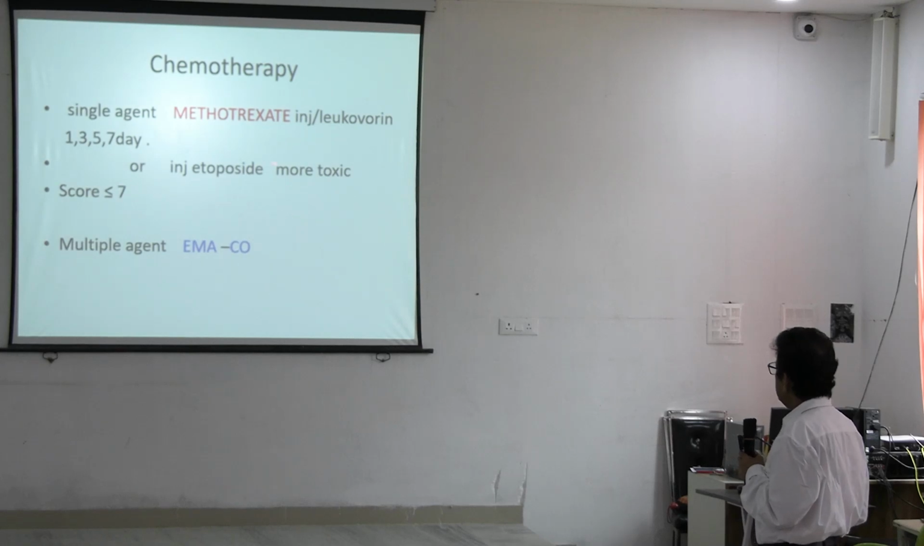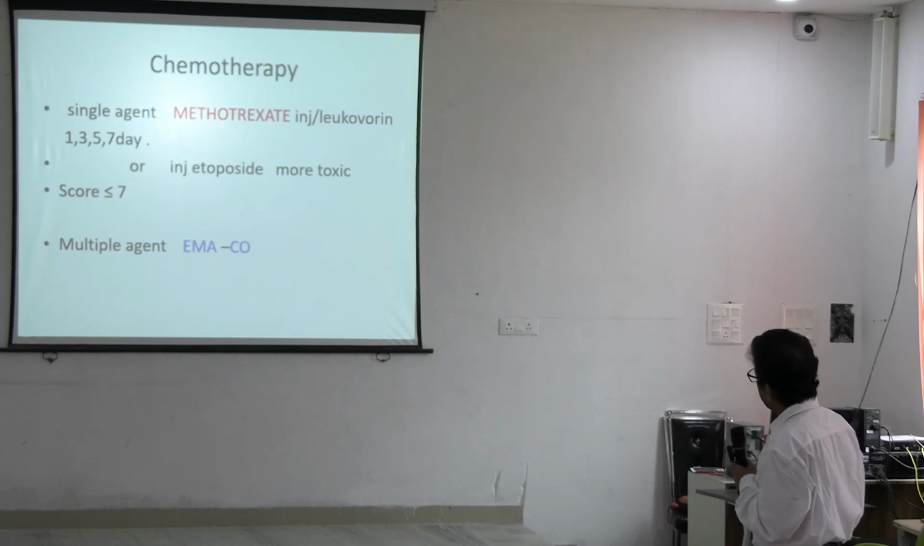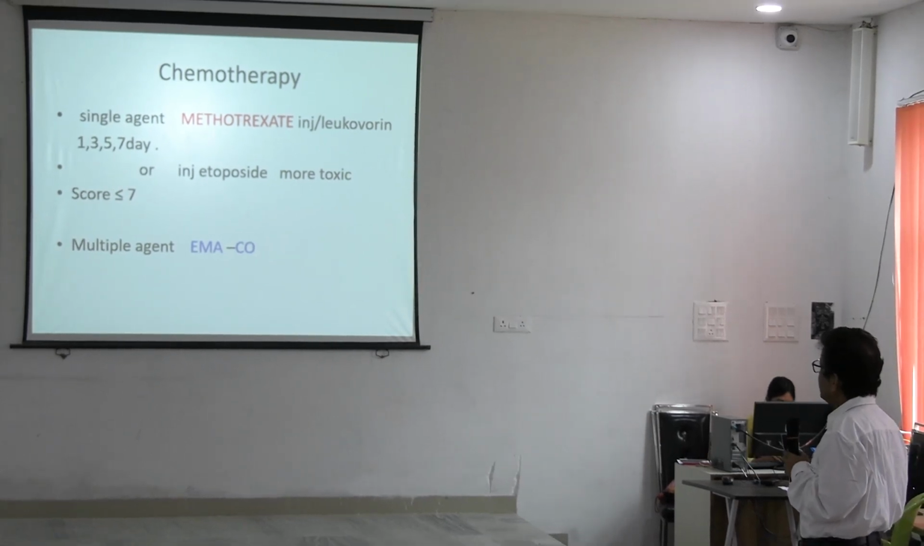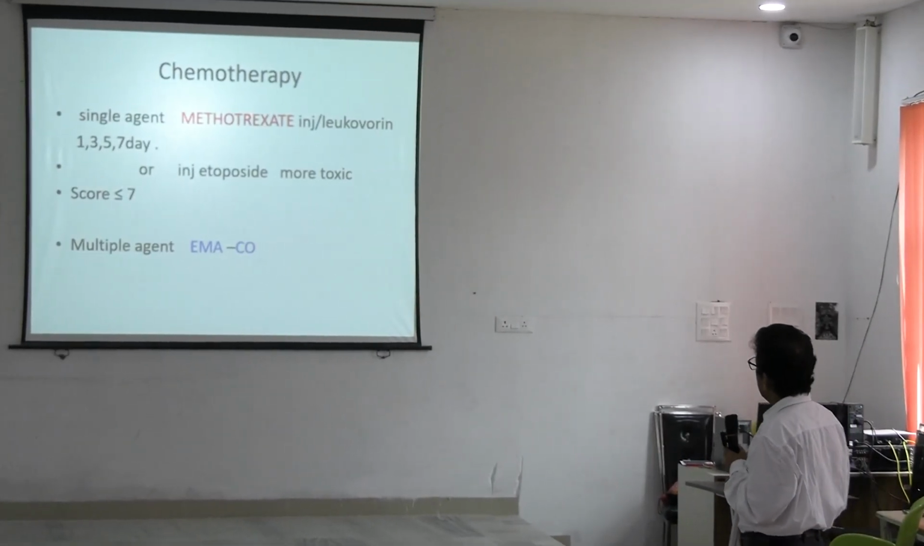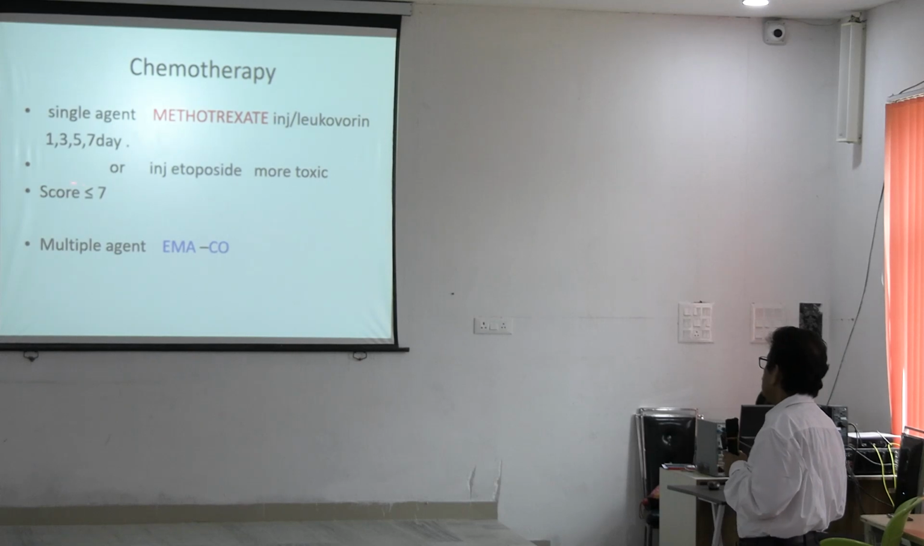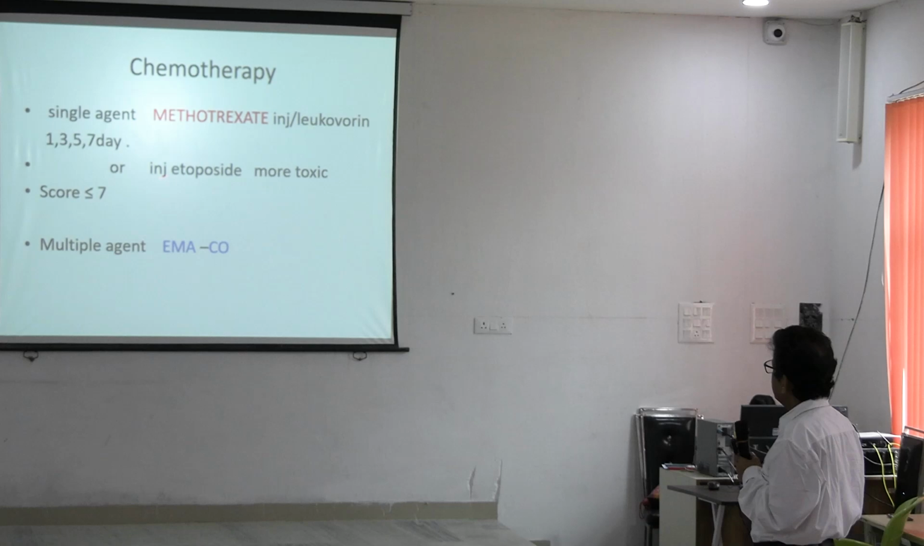Injection etoposide is another one, but it is more toxic. So always we give methotrexate. If it does not respond to methotrexate, then we can go for etoposide. That is single agent chemotherapy, either methotrexate or etoposide, and multiple agent when the score is 7 or more. When the score is less than 7, either methotrexate or etoposide is to be given.